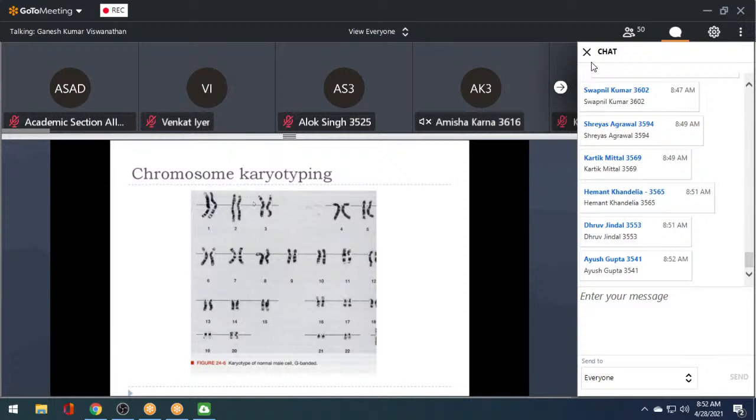So this is a normal chromosome typing where you can see the chromosomes are arranged from chromosome 1 to 22. So you can see that there are two chromosomes, number of chromosomes for each type. So we have a total of 46 chromosomes.